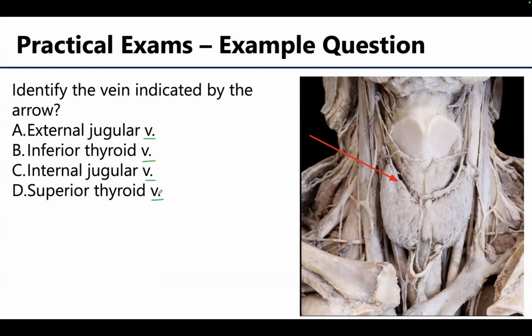So just for fun, the correct answer here is D, the superior thyroid vein. This is the thyroid gland right here, and this is the vein that is traveling along the top or superior portion of the thyroid gland. So the name actually makes pretty good sense there.